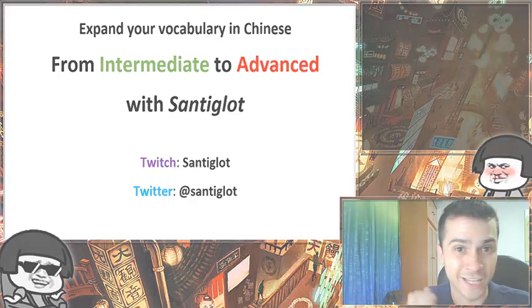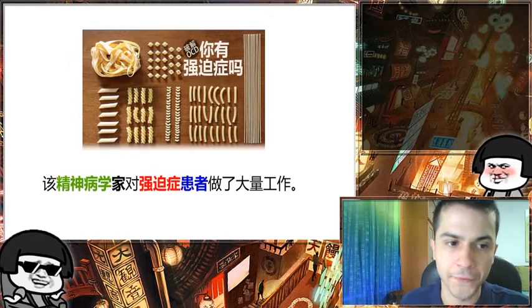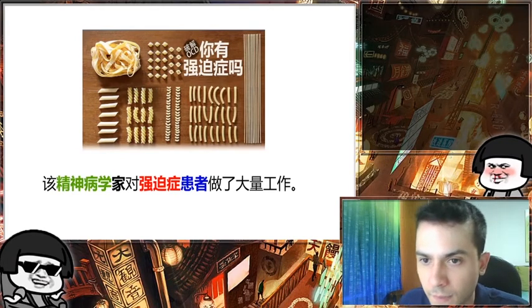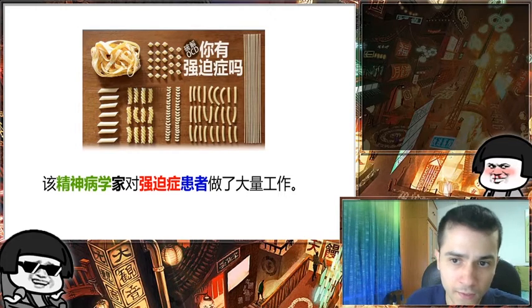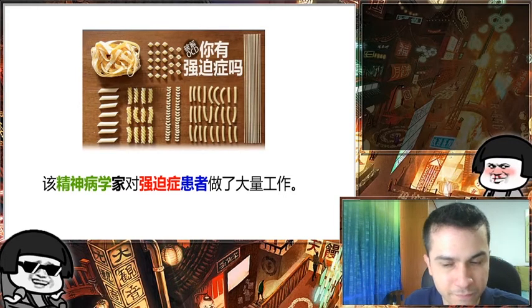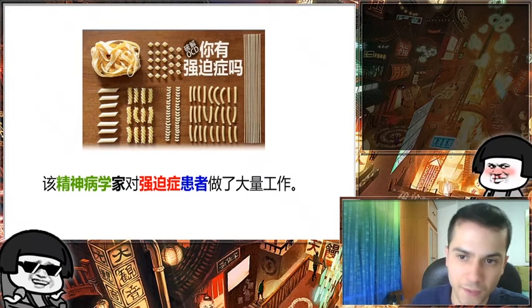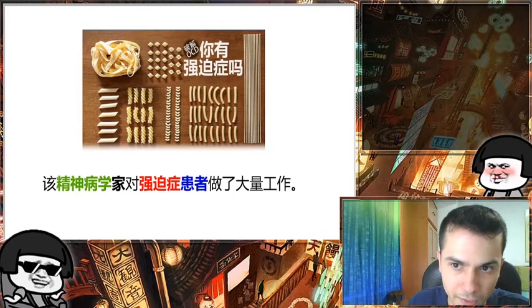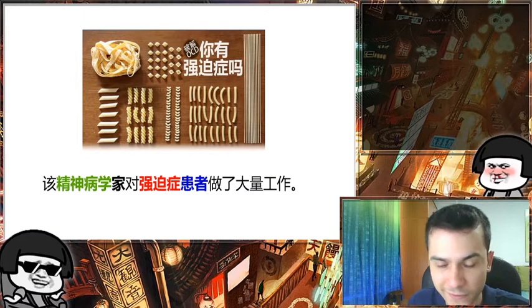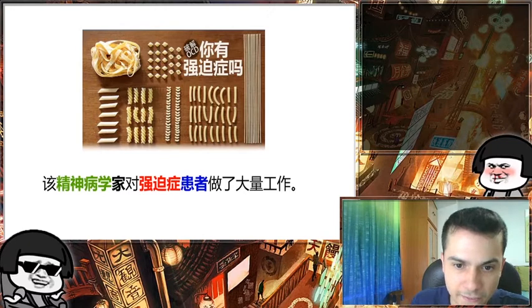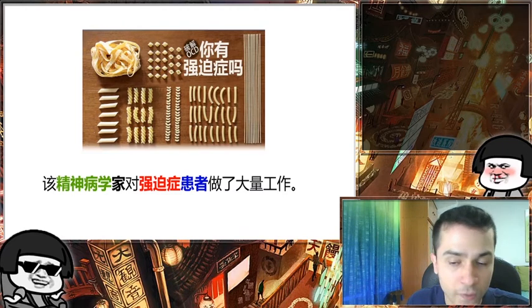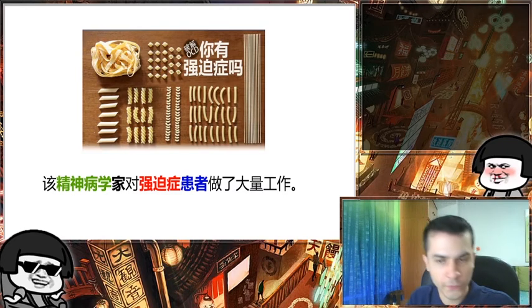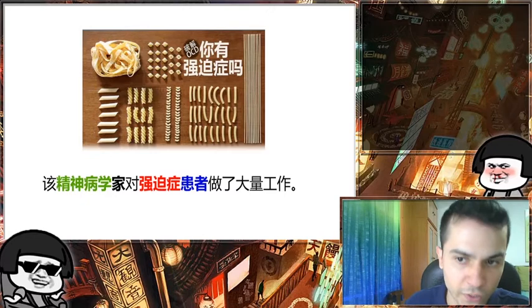我们开始了. Alright, so what do we have here? Let's take a look. 你有强迫症吗 Okay, 你有强迫症吗 Interesting. We have a new word here, and apparently you can have it. Let's keep on reading. 该精神病学家对强迫症患者做了大量工作 Okay, so here we can see some new words.